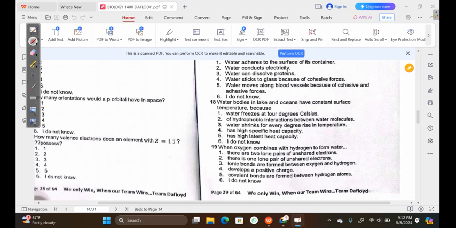Question 18. Water bodies in a lake and oceans have constant surface temperature because: 1, water freezes at 4 degrees Celsius. Is that the reason why water bodies have constant temperature? It's not. Then 2 is saying because of hydrophobic interactions between water molecules. Is that a true statement or false?